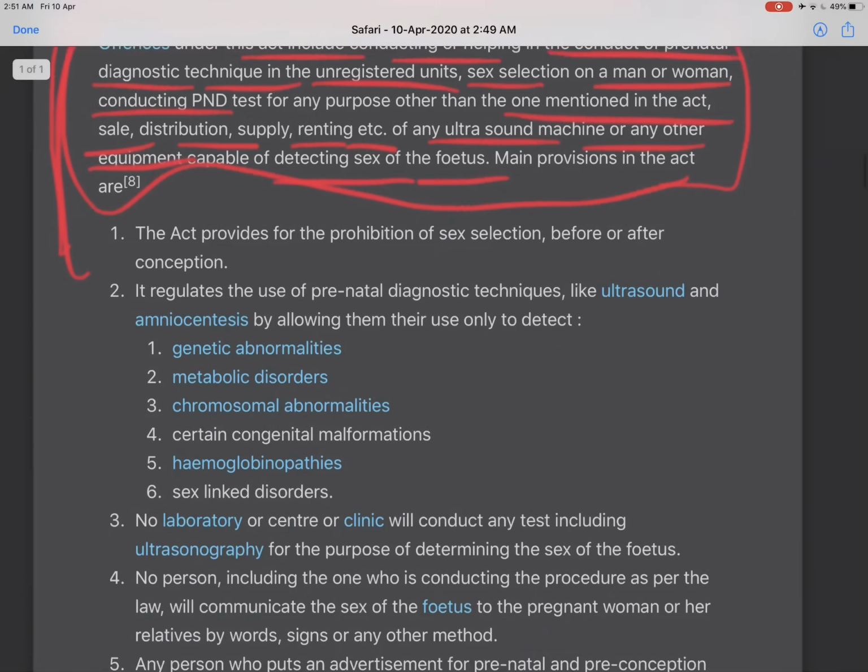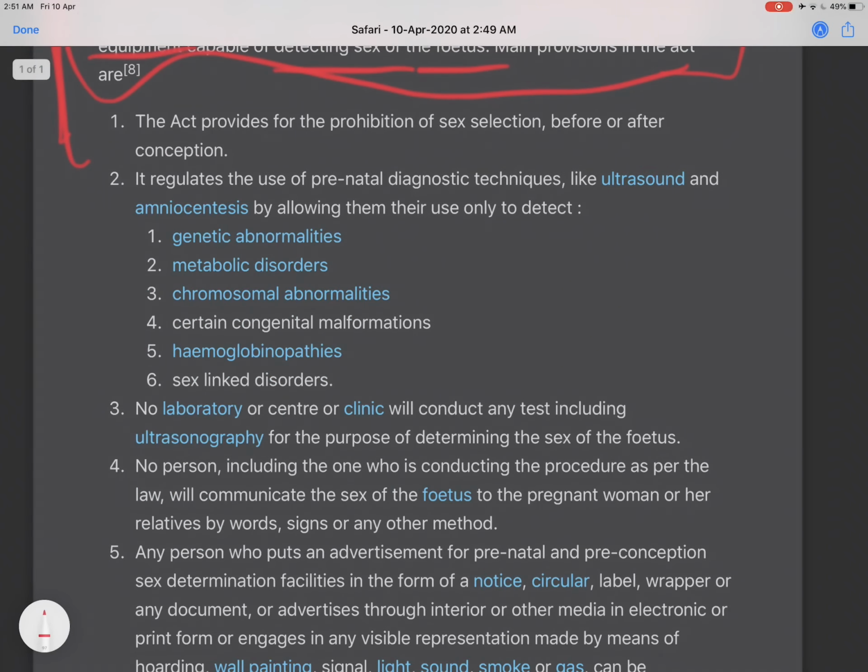Moving on to its objectives, which are obvious either way, but let's just go through them now. The act provides for the prohibition of sex selection before or after the conception. Very important. It's not just about after the conception, it is equally about before conception as well.